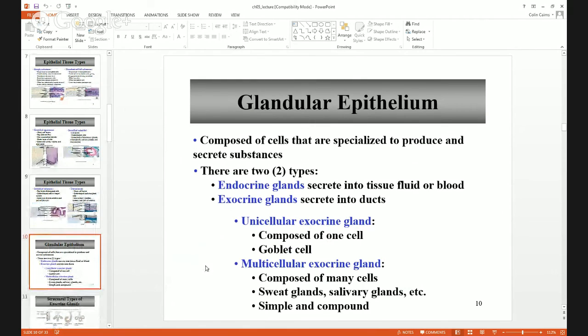On the other hand, glandular epithelium is composed of cells that are specialized to produce and secrete substances. And there are 2 types of secreting glands: endocrine that secrete into tissue fluid or blood directly, while exocrine glands secrete into ducts. A unicellular or one-cell exocrine gland is a goblet cell, while a multicellular exocrine gland is composed of many cells. You'll find those in sweat glands and salivary glands, and they also can be simple and compound.